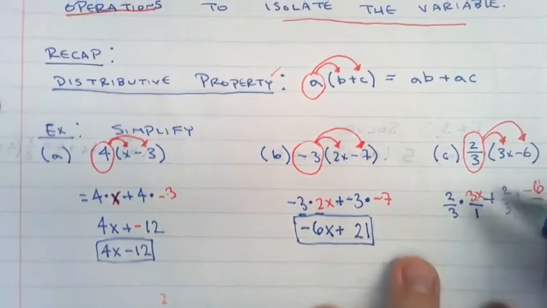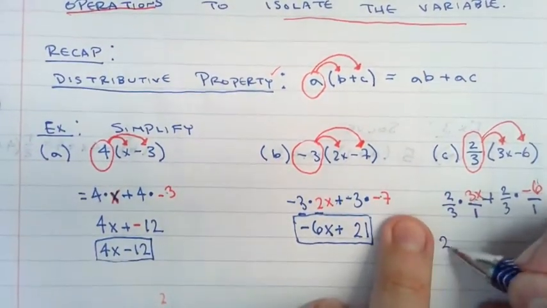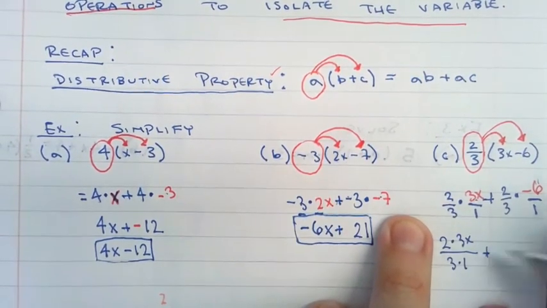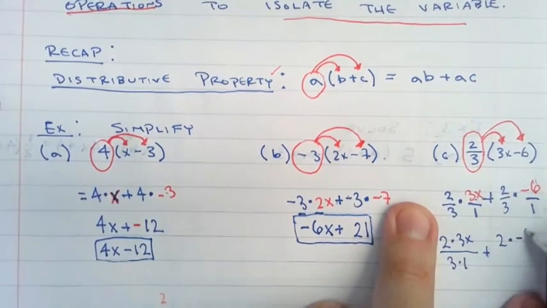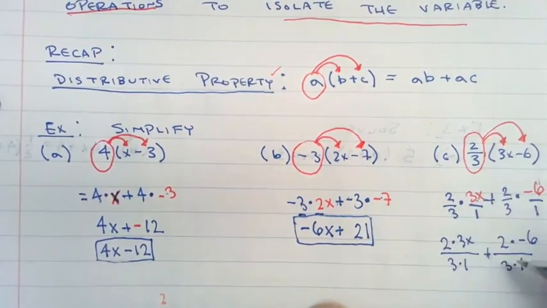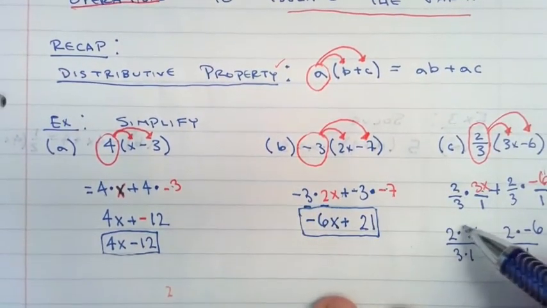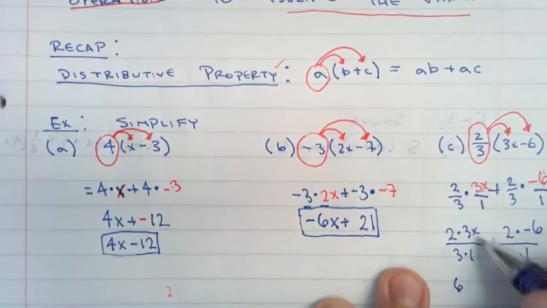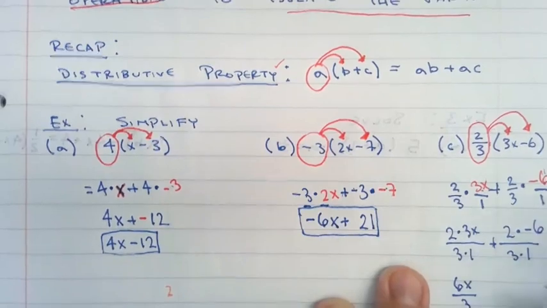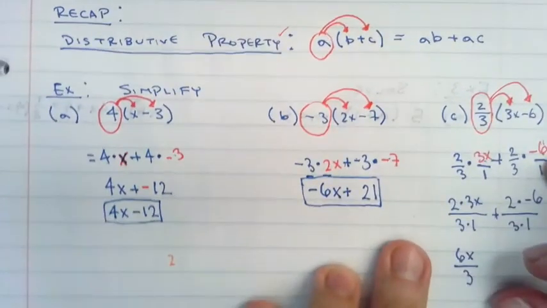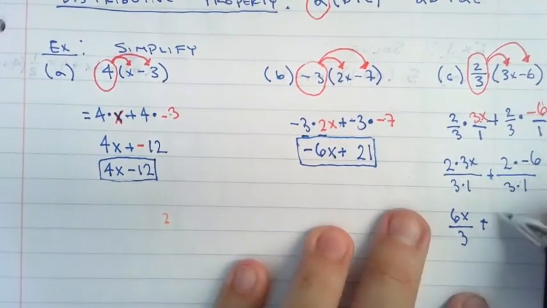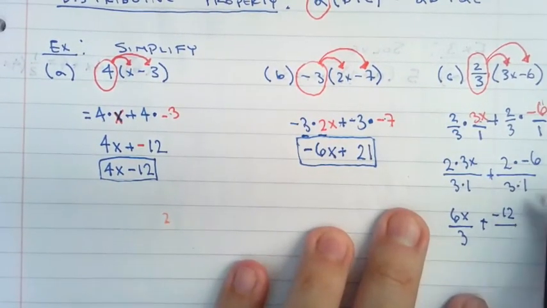So now I'm going to go ahead and multiply these two together. So I'm going to go ahead and put 2 times 3x all over 3 times 1 plus 2 times negative 6 all over 3 times 1. And there you go. From there, here's what I do. 2 times 3, that gives you 6. And remember, don't forget your x, you have 6x. All over 3 times 1, that is 3. Okay? Let's scroll this up. And then plus 2 times negative 6, that is negative 12. All over 3 times 1, that is 3.